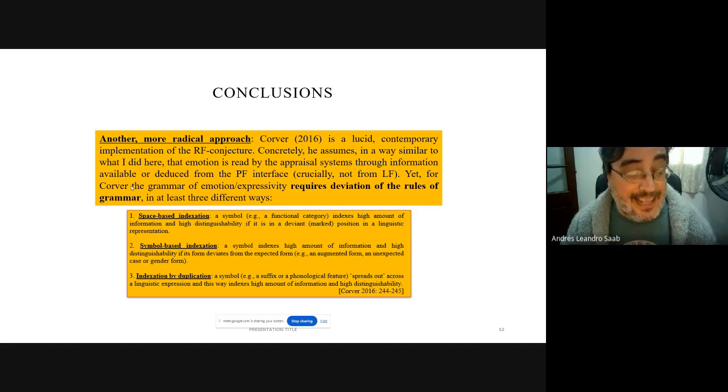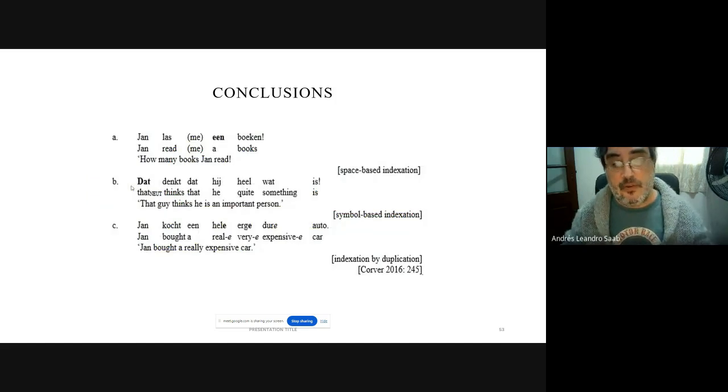Yet for Kohlberg, the grammar of emotion requires deviation of the rules of grammar in at least 3 different ways. You can get deviation of grammar because you use a marked word. You basically get expressivity if you really violate your rule of grammar, like in 2, or you can get expressive information by duplicating stuff. Okay, so here are some examples of each case.